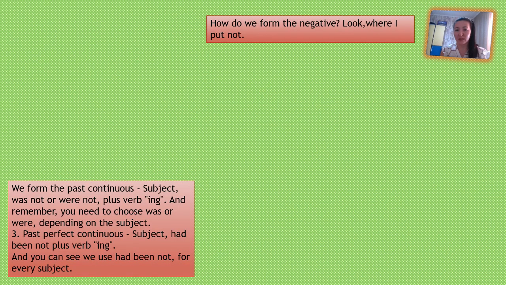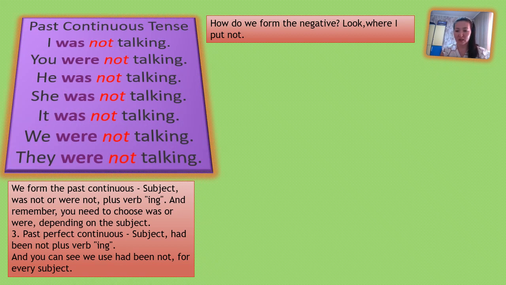How do we form the negative? Look where I put not. Past continuous tense. Subject was not or were not plus verb ing, and remember you need to choose was or were depending on the subject. I was not talking, you were not talking, he was not talking, she was not talking, it was not talking, we were not talking, they were not talking.